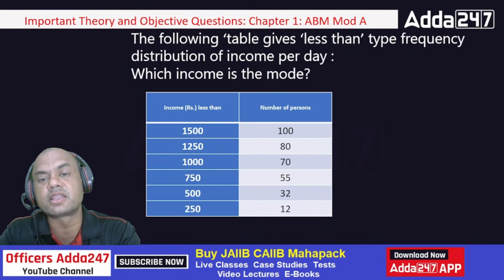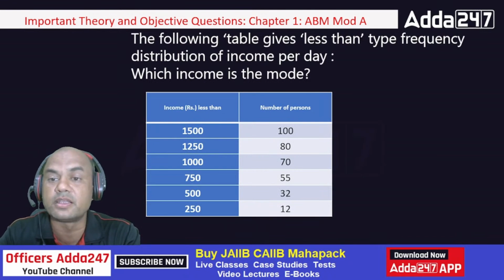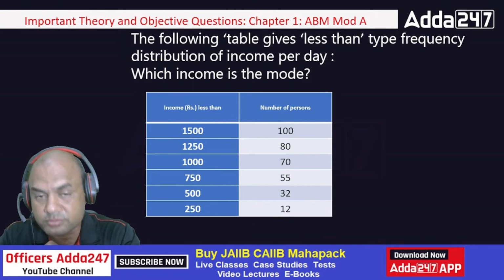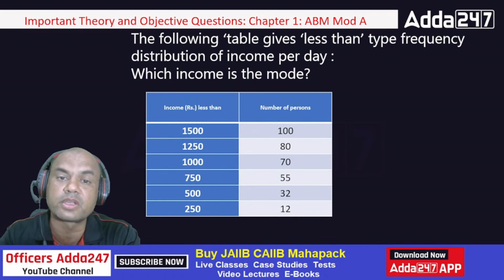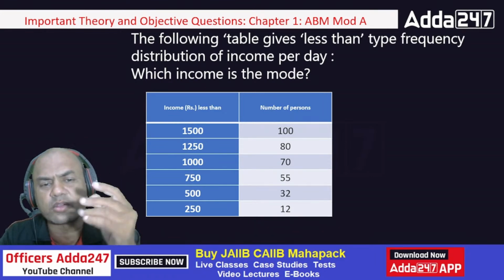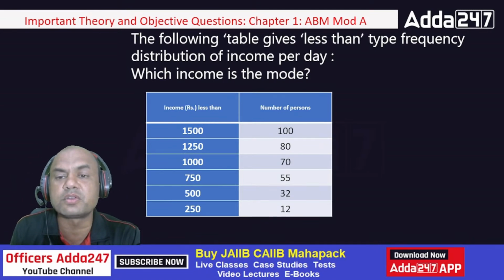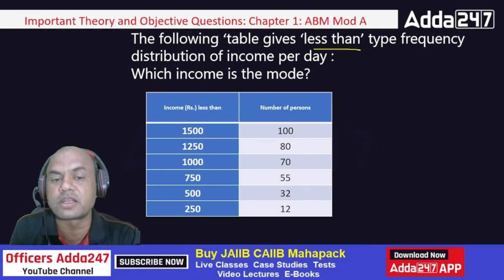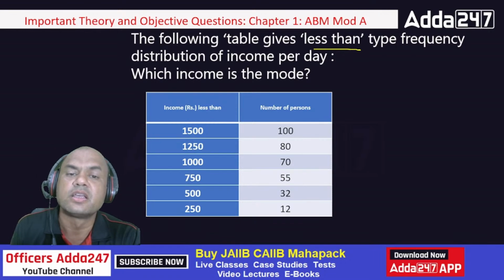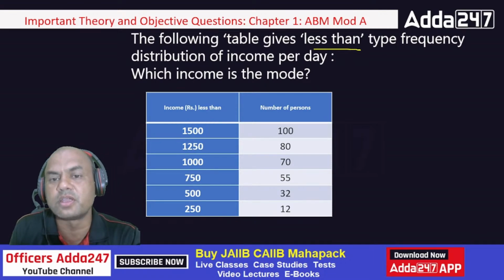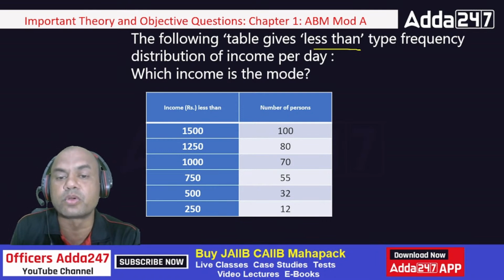The following table gives less than type frequency distribution of income per day. Which income is the mode? Which is the mode over here? See here, let it be less than or greater than. Nothing is important over here. Why? Because look at this, what is it starting? 1500, 1250, this. It is nothing related to your question. So importantly, what did I say? Let it be less than or greater than. What is important is mode.